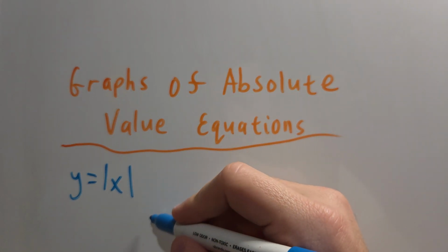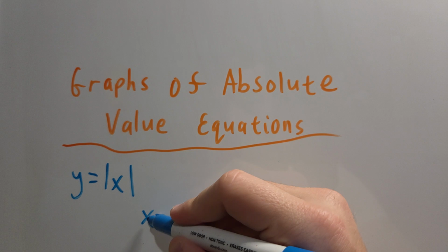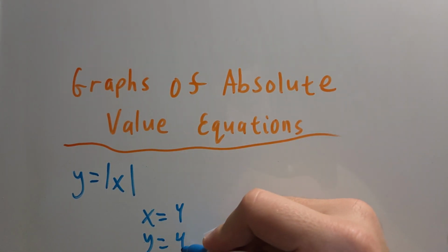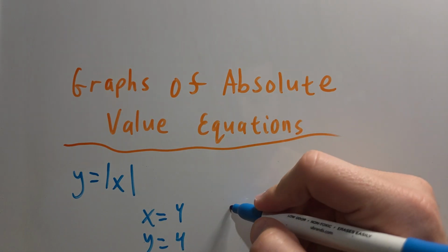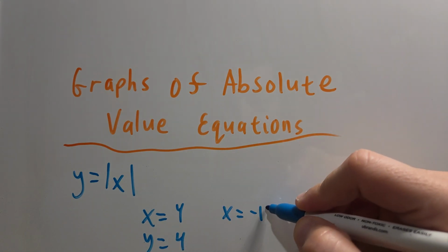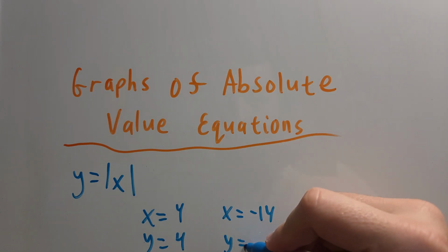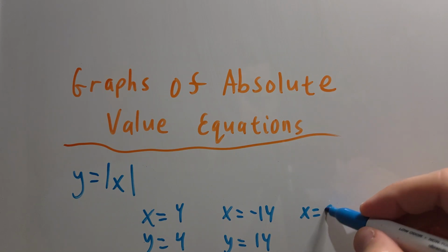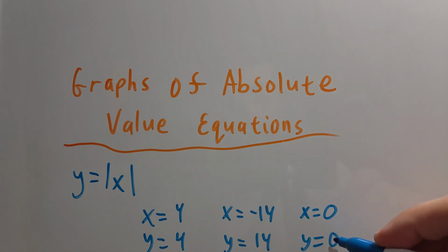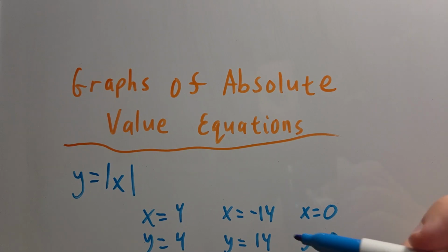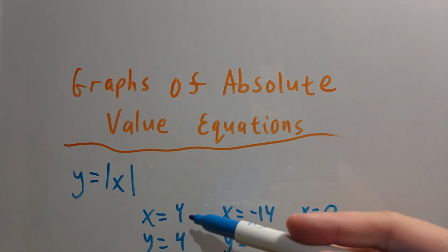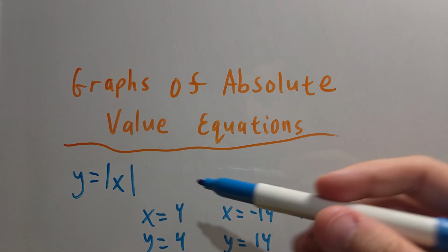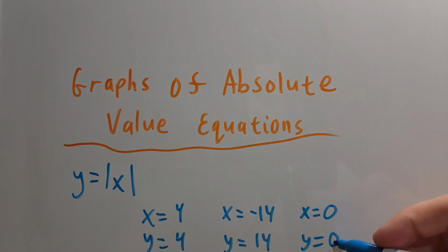If I plug in respectively the value of x such as 4, y will also be 4. If I plug in a negative value such as negative 14, y will be positive 14. If you plug in 0, y is also 0. That is the one catch. Whatever you're plugging in, whether it be positive or negative, your y value will be positive for this case. And of course, plugging in 0 will give you 0 as well.